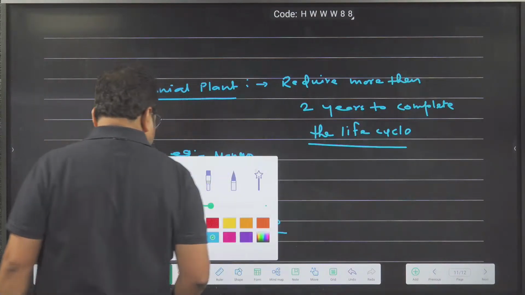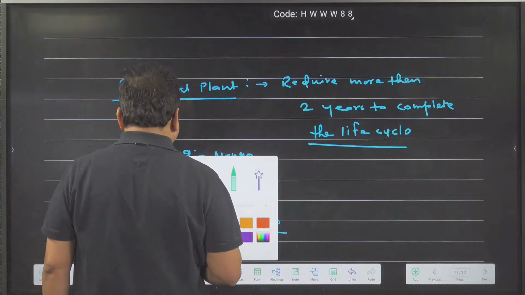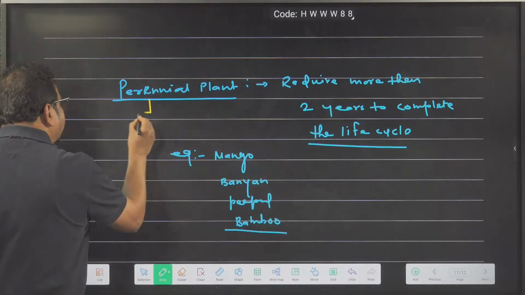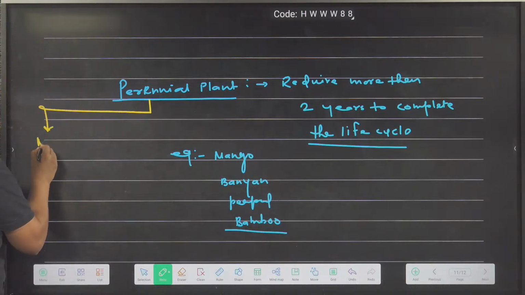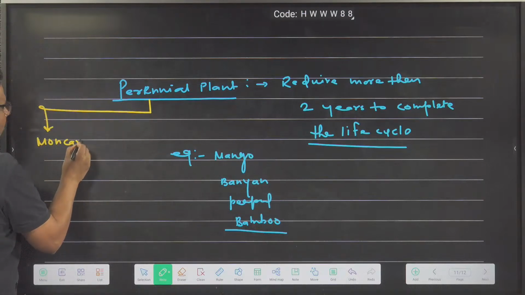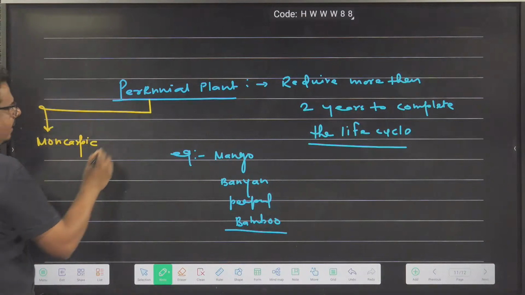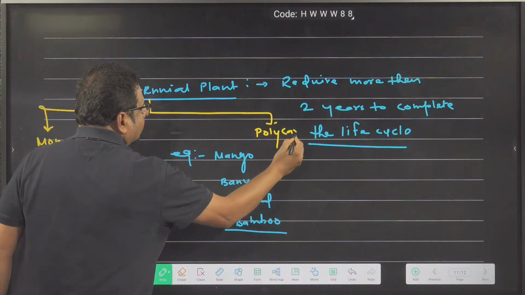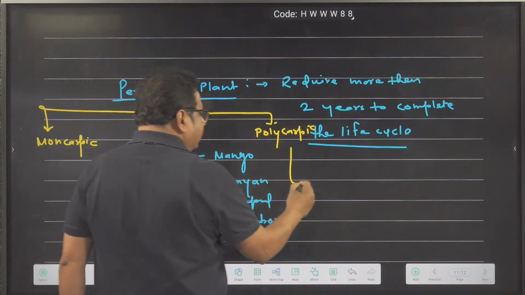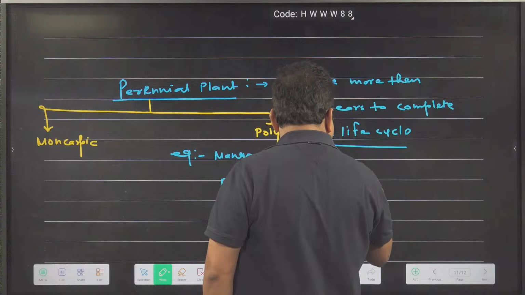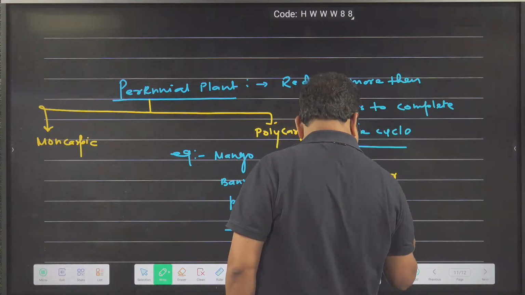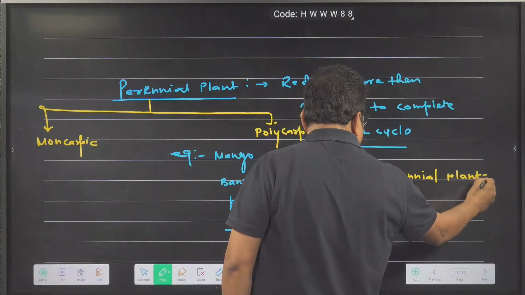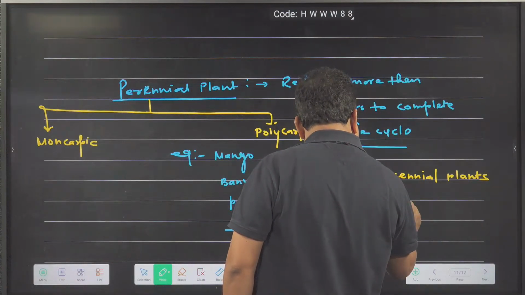Now you can ask a question: Sir, you told about perennial, I know the perennial, but are perennials monocarpic or polycarpic? You tell, sir. So I am writing, perennial may be monocarpic. It is of two types based on flowering, how many times flowering occurs, or it may be polycarpic. And I am writing, most perennial plants are polycarpic.